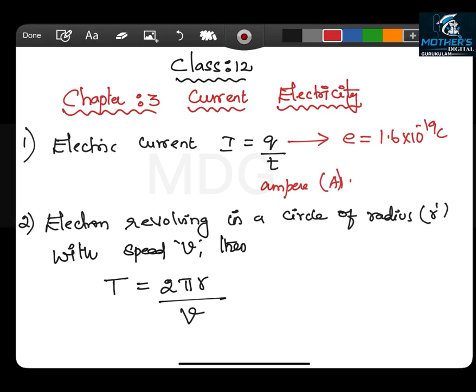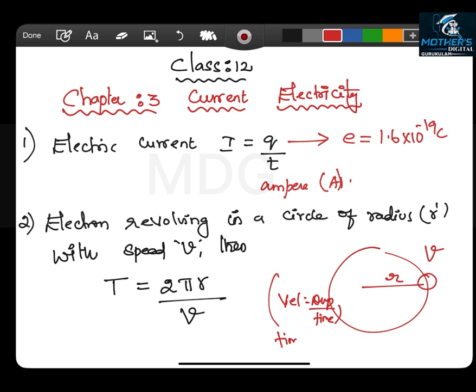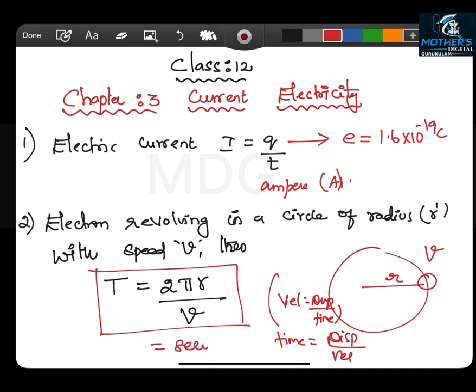Second one, imagine an electron revolving in a circle of radius r with a speed of v. We already know that velocity equals displacement by time. If I want to calculate time, I can rearrange this formula as displacement by velocity. So the electron revolves one circle, and the displacement will be 2 pi r. Velocity will be v. So the time period is calculated as T equals 2 pi r by v. r is the radius of the circle and v is the velocity with which the electron revolves around the circle. And the SI unit for this is seconds.